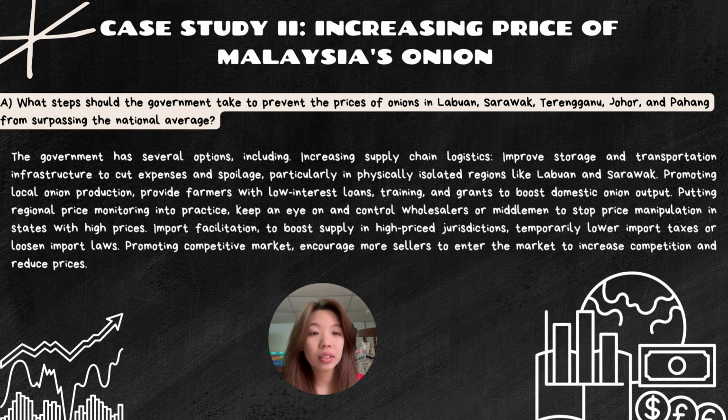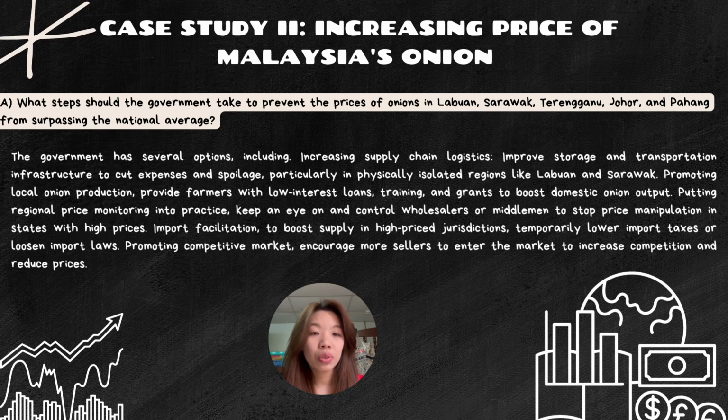The government has several options, including improving supply chain logistics, and improving storage and transportation infrastructure to cut expenses and spoilage, particularly in physically isolated regions like Labuan and Sarawak. Promoting local onion production: provide farmers with low-interest loans, training and grants to boost domestic onion output.